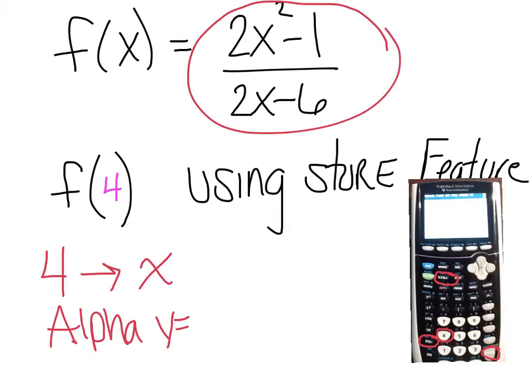So hopefully you know that by now. Here's the alpha y equals, and you'll see the n over d, which will pull up numerator denominator. Then all you're going to do is type in 2x squared minus 1, arrow down, 2x minus 6. If you've got that old calculator that doesn't have the update, we're sorry for you, but we can still help you out here. You just have to be extremely careful.